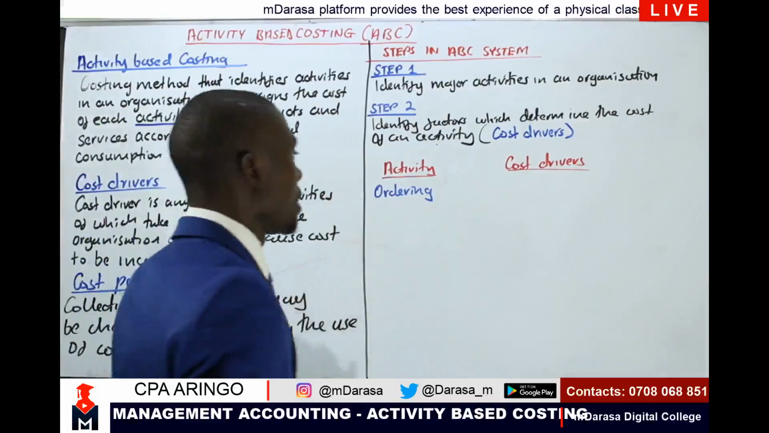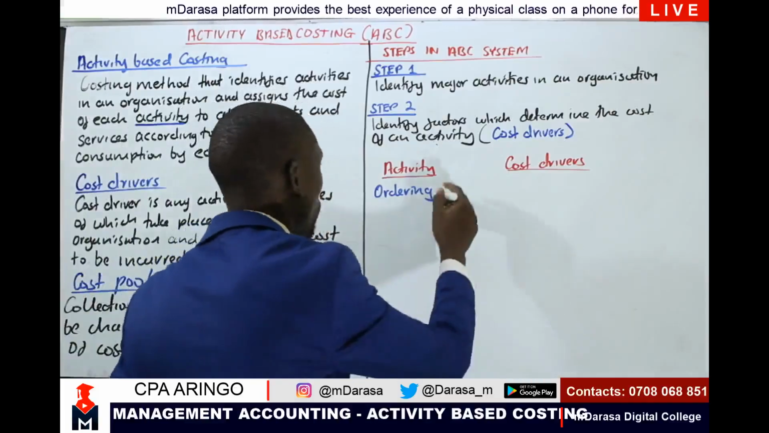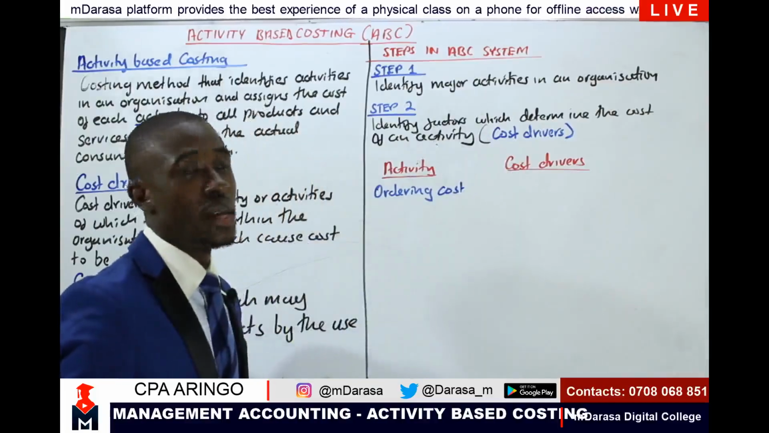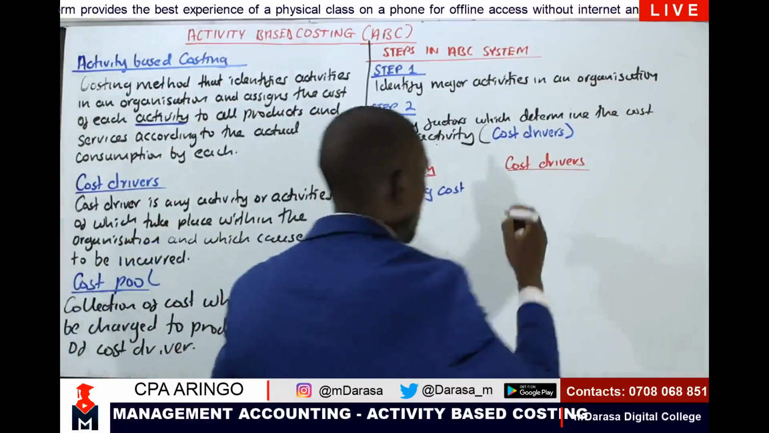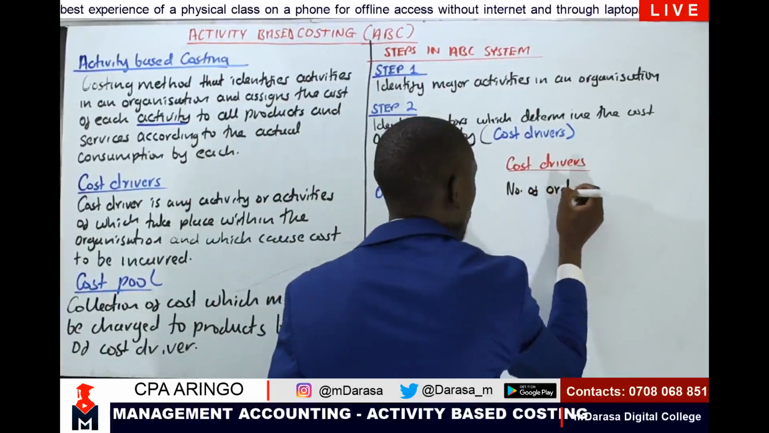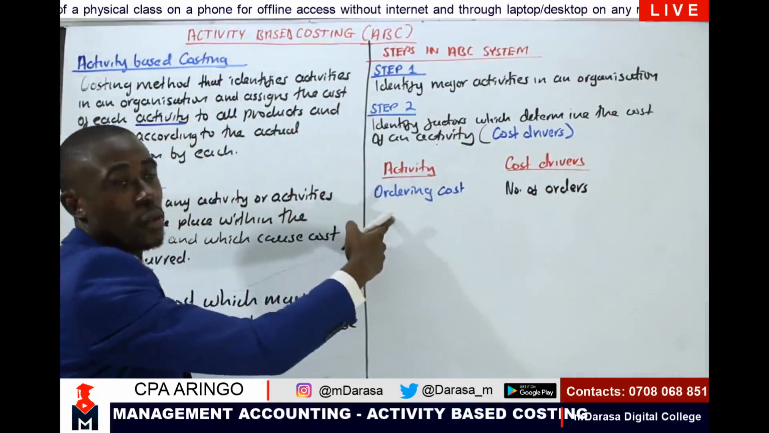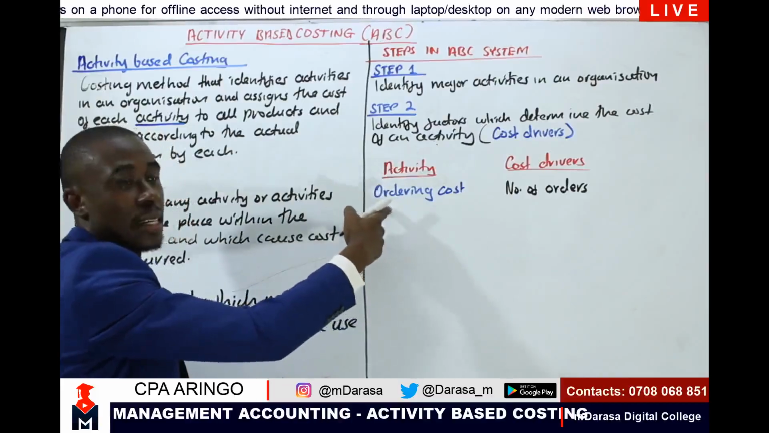What will lead us to have the ordering cost? Basically, we'll be looking at the number of orders. So you'll find that the number of orders will be the cost driver for this activity.